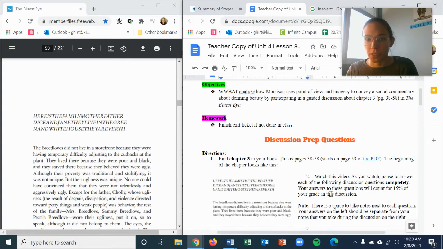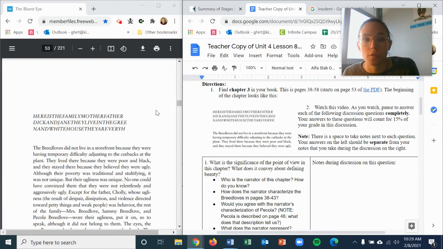Hello, I'm going to talk us through the discussion prep questions for today's discussion. This is for February 9th/10th. So first of all, make sure you are in the right place in your book, chapter 3. This is pages 38 through 58, or page 53 in the PDF.